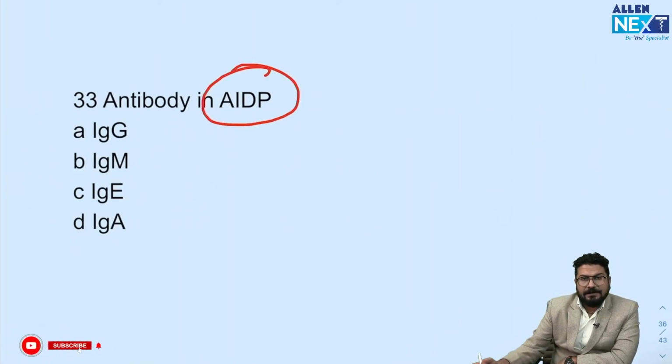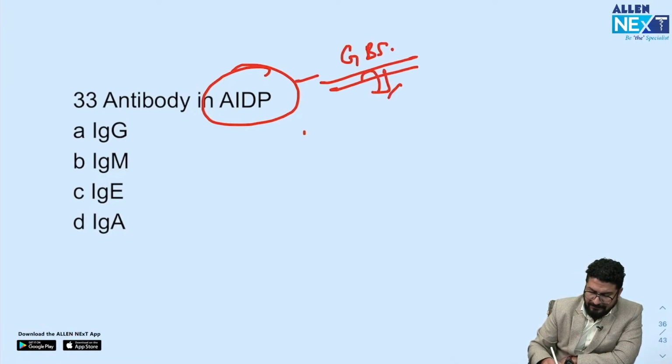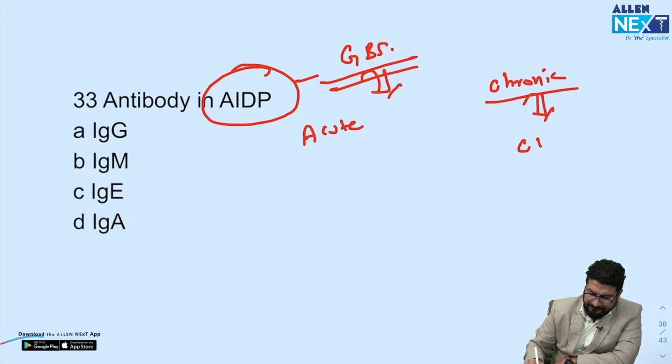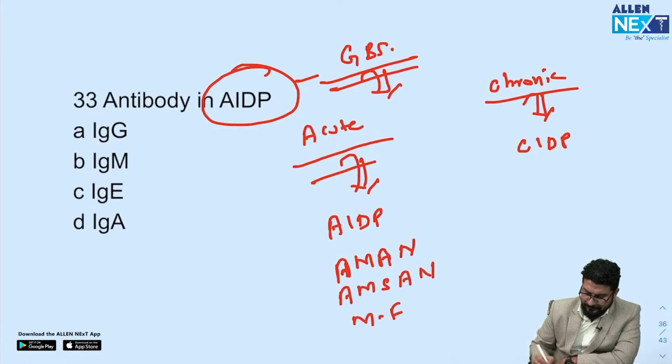So AIDP is acute inflammatory demyelinating polyneuropathy. That is a variant of GBS. I told you about Guillain-Barré syndrome, that is GBS. In GBS, there are two variants: we call this the acute variant, and we call this the chronic variant. In chronic, we have CIDP. In acute, we have AIDP, we have AMAN, meaning acute motor axonal neuropathy, then we have AMSAN, acute motor sensory axonal neuropathy, and we have Miller-Fisher syndrome.